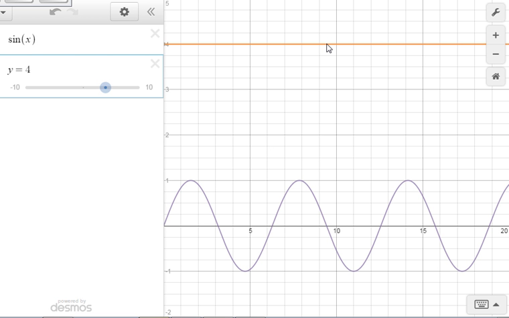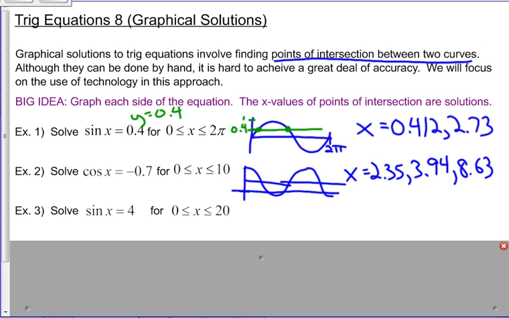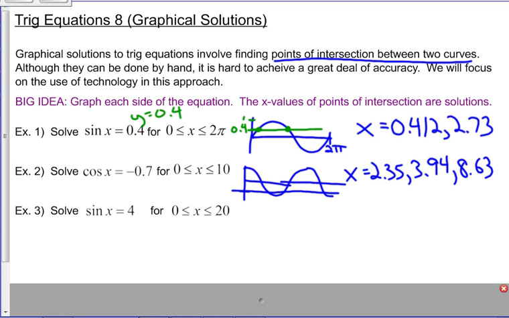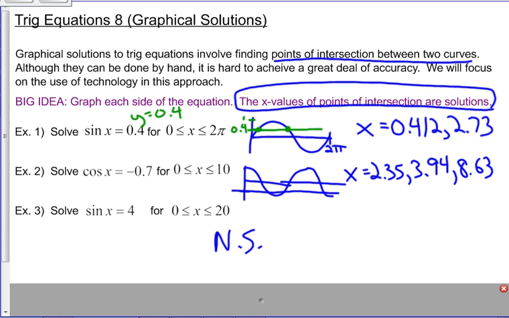Are they ever going to meet? No. They're a horizontal line and a sine graph that are out of touch with each other, so there are no solutions. The x values of points of intersection are solutions, and if there are no intersections, then there are no solutions.